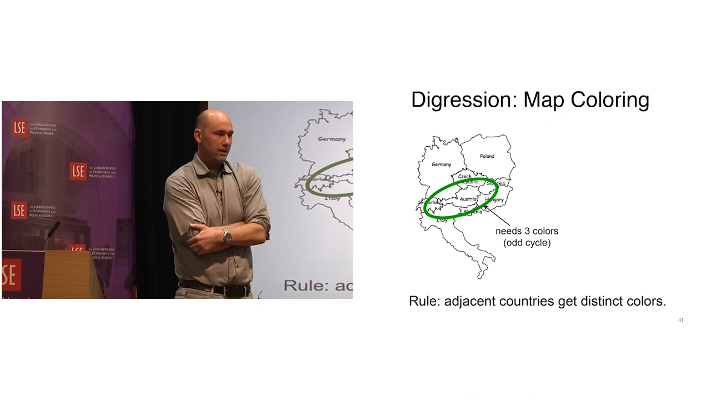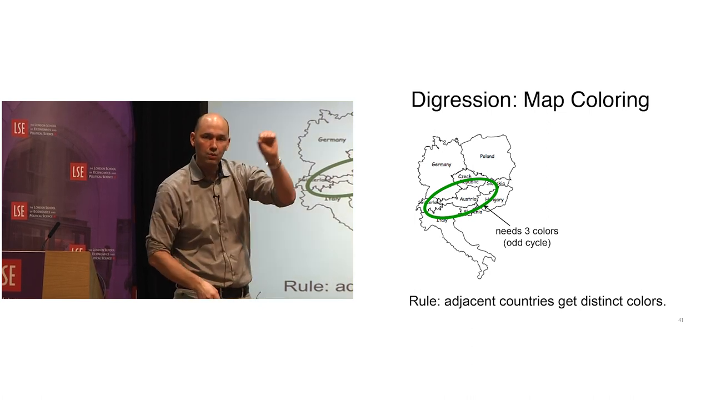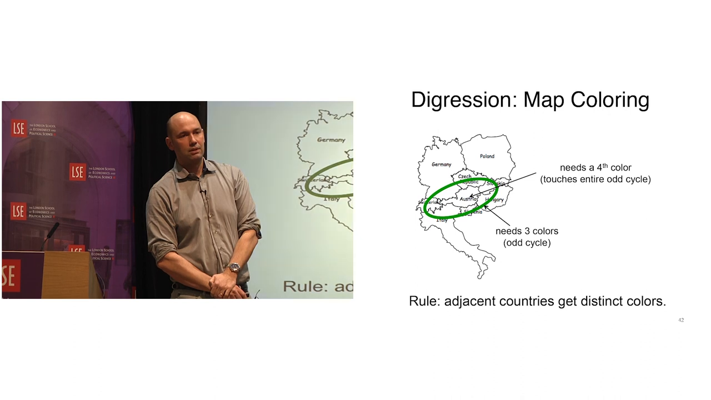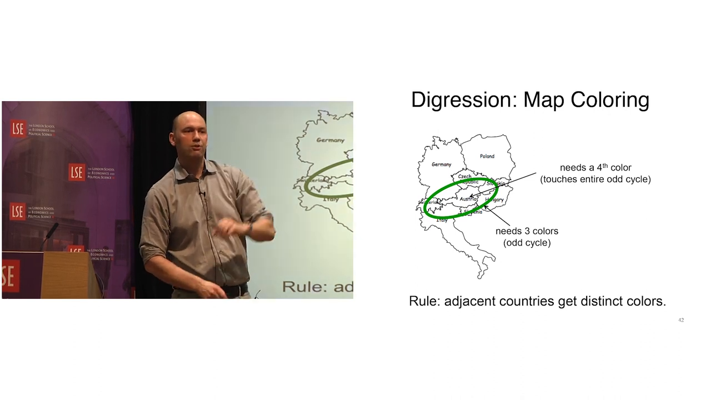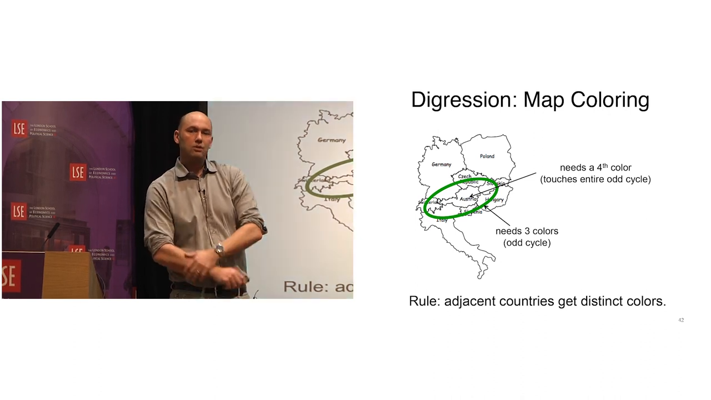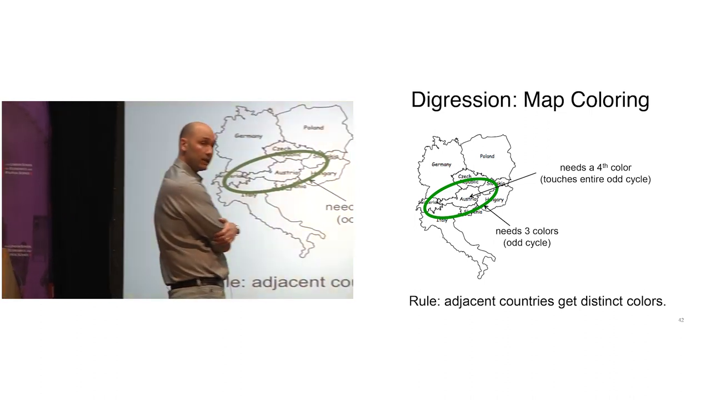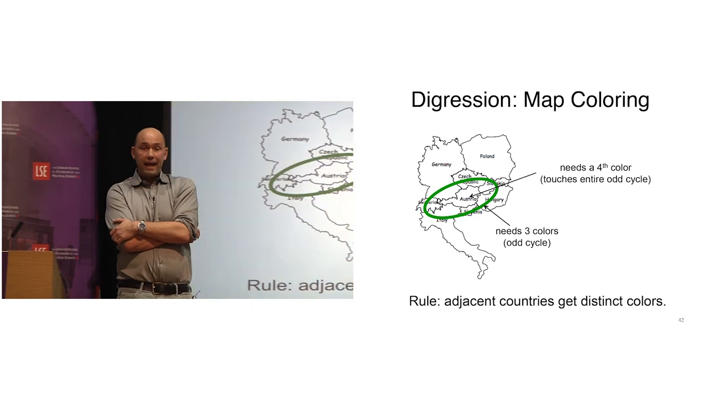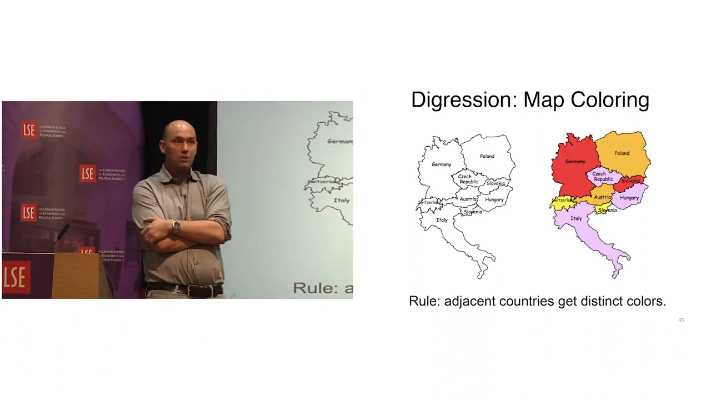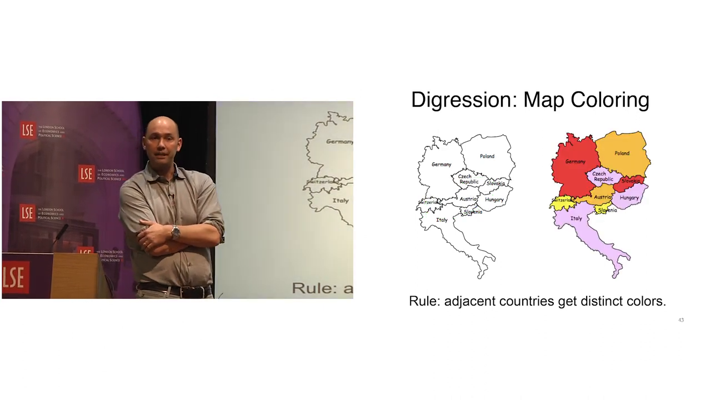Now back to Austria, which borders every one of those 7 countries and must get a distinct color from any of them. So that's a 4th color that's required. So you cannot do three colors, although it's tricky to see why. You can color it in four colors. To show you that, I just need to show you the coloring, and here it is.